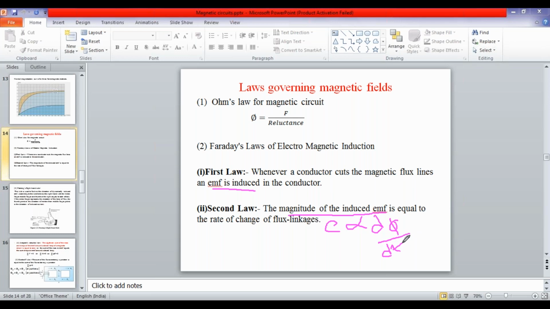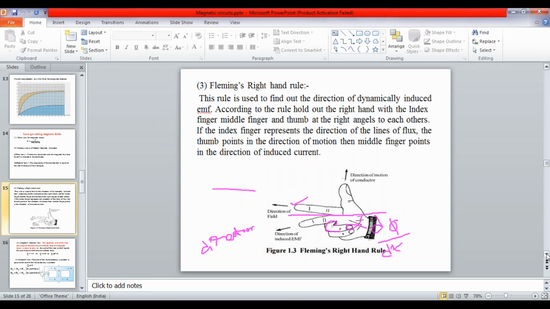Whereas the induced EMF is a vector quantity, the magnitude of this vector is given by Faraday's second law, and the direction of induced EMF can be found using Fleming's right hand rule or Lenz's law. So these are the two laws that govern the electromagnetic field, and there is a third important law also, Fleming's right hand rule, as you have seen.